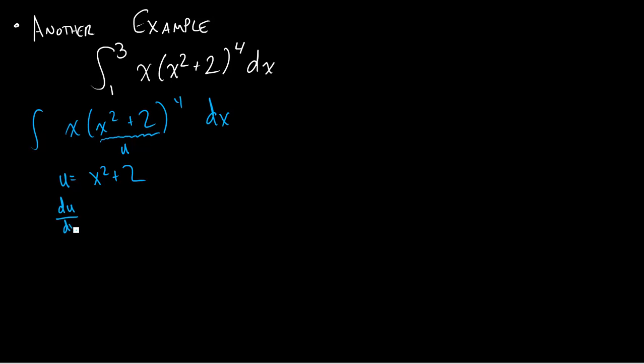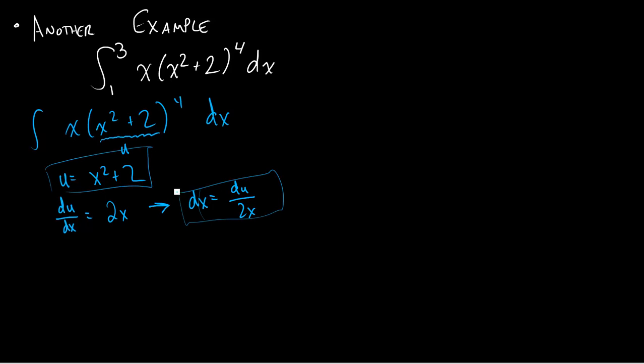du over dx will be equal to 2x, which will mean in turn that dx is equal to du over 2x. Now, I'm going to take these two things and substitute them into my integral. I'm still following that 5-step process that we learned in the last section, I'm just not writing them down explicitly. 1, 2, 3. I'm going to substitute them in, and I will see that we have x times u to the 4th, and then I'll have du over 2x.